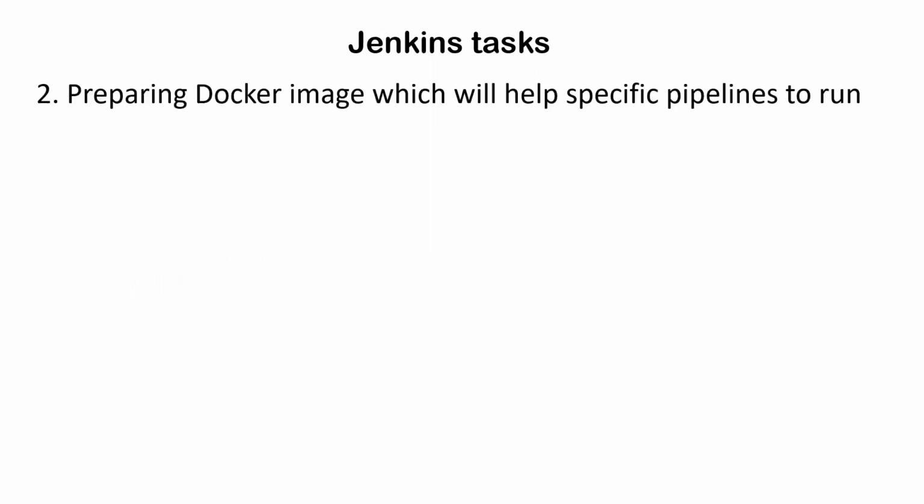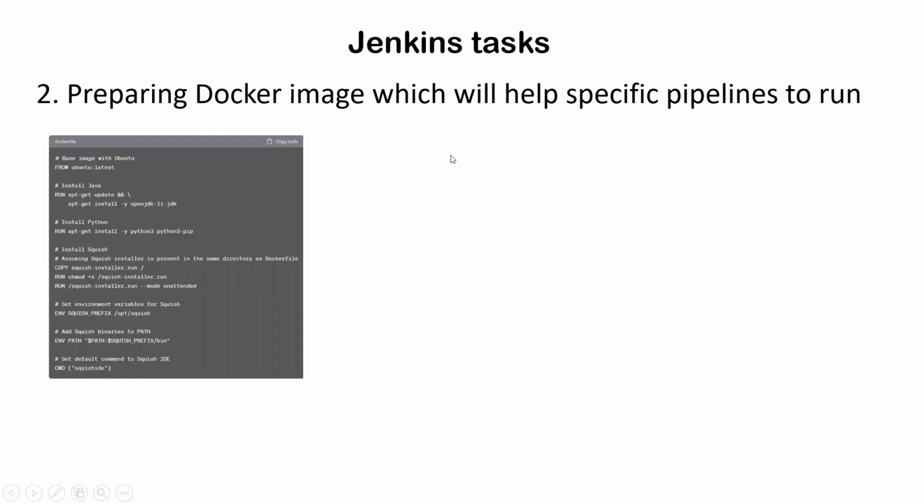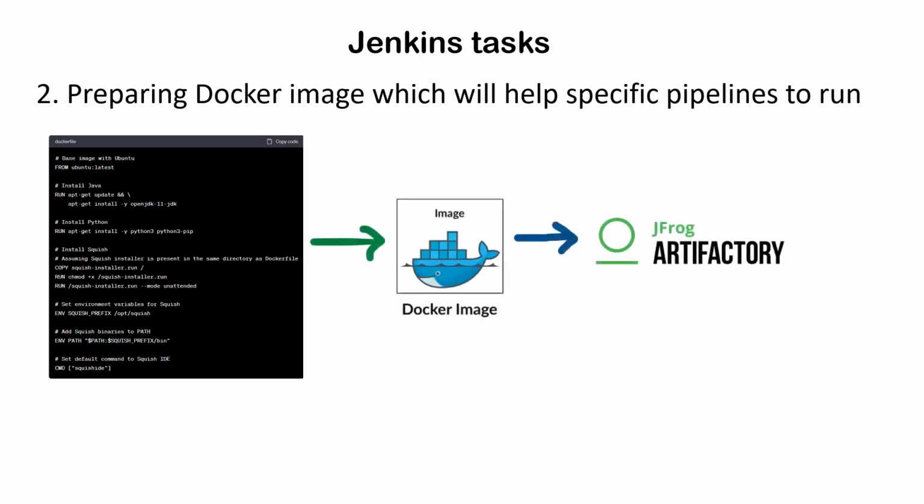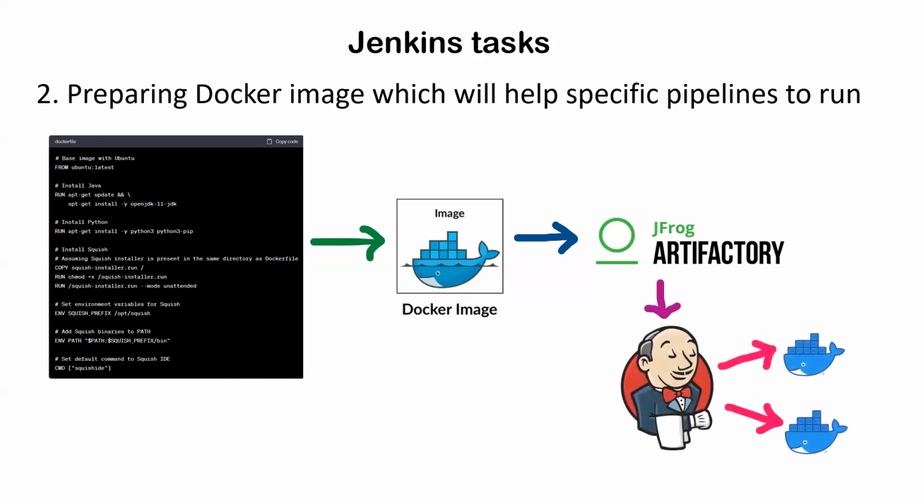The next task in Jenkins was preparing a Docker image, which helps specific pipelines to run. Sometimes a few pipelines need specific tools or frameworks like Java, Squish, and Python with a few modules installed for execution. For those requirements, we used to prepare a Dockerfile, create an image and push it to the private registry, where Jenkins can pull that image, create the container and execute the pipeline. After the execution of the pipeline, killing the container and everything else is taken care of by Jenkins itself.